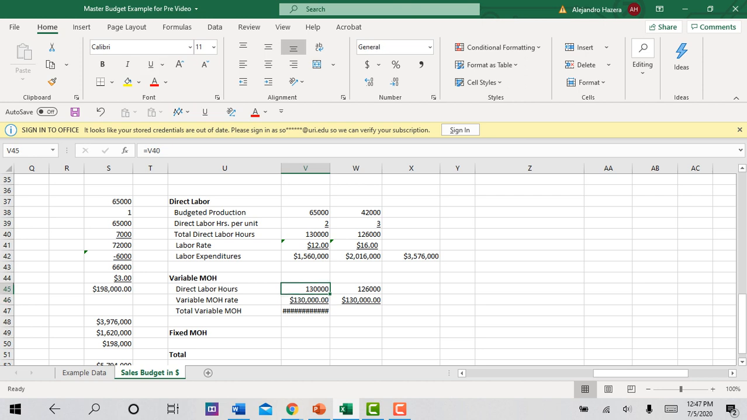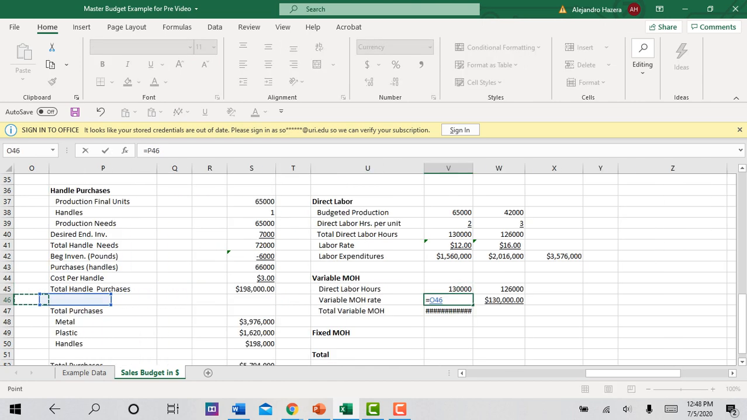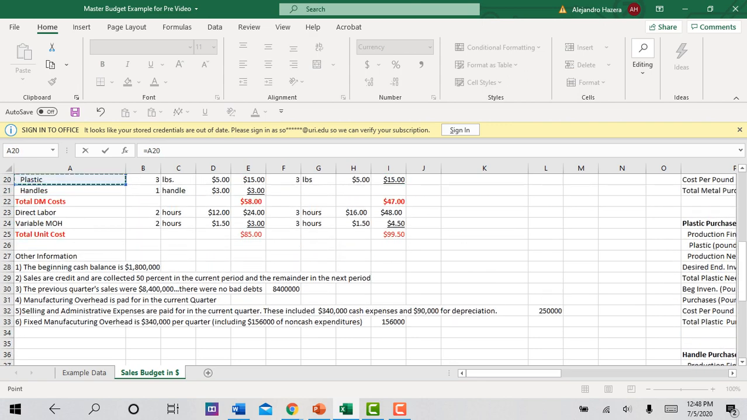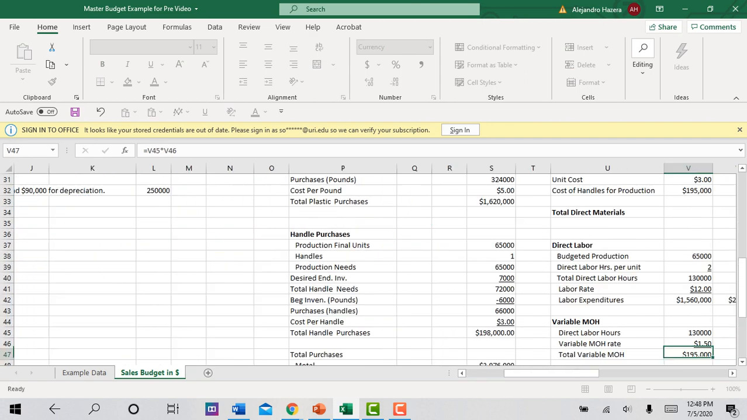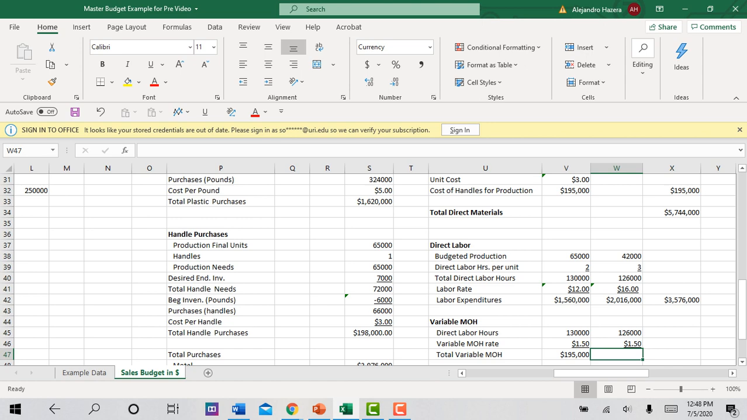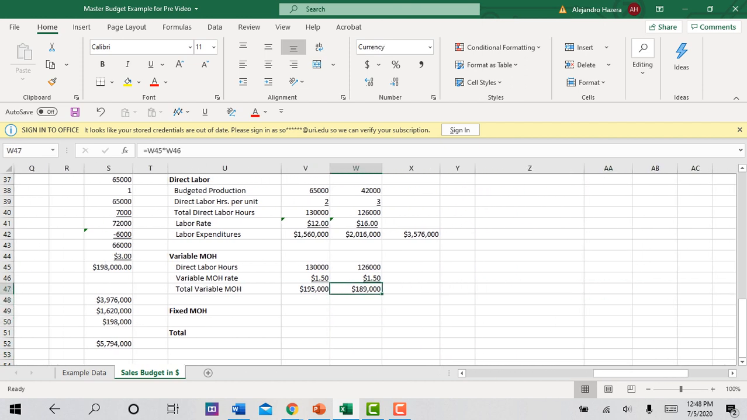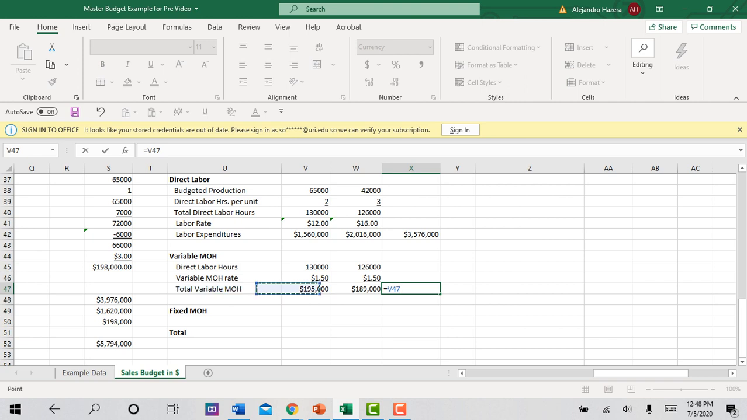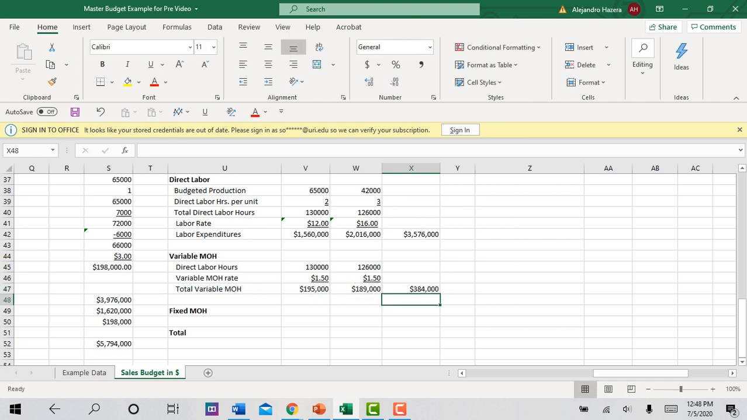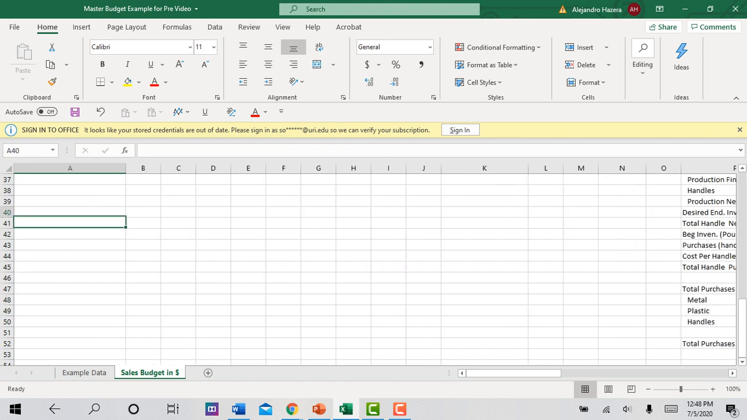So 130,000 total direct labor hours went into drills, 126,000 went into saws. Our rate for each one, as we had up before in the wrong row, was $1.50 for each one. So the amount of overhead that we're going to apply for drills and saws is $195,000 and $189,000 respectively.